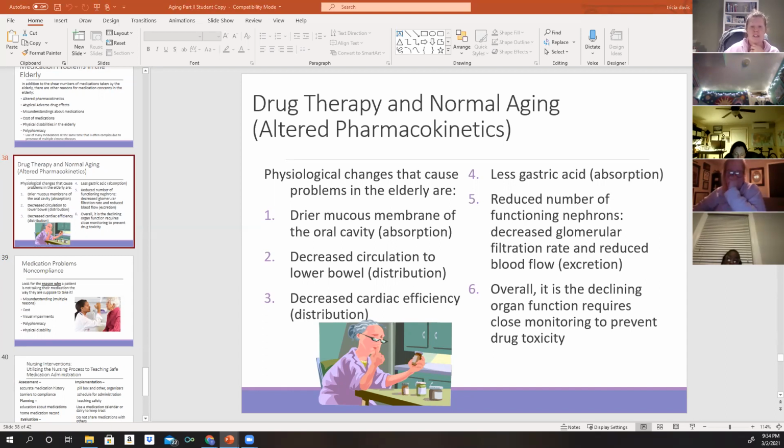We have that reduced number of functioning nephrons by up to what, 50%, we said. That's going to cause a decrease in that glomerular filtration rate and reduce blood flow, which is going to affect the excretion. You can't excrete the drug, it's going to build up and become toxic in the body. And then overall, it's the declining organ function throughout the entire body that's going to require that close monitoring so that we can prevent drug toxicity.